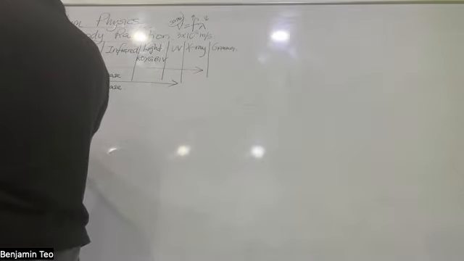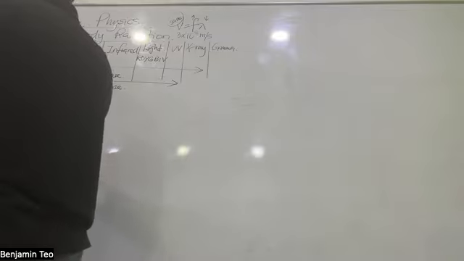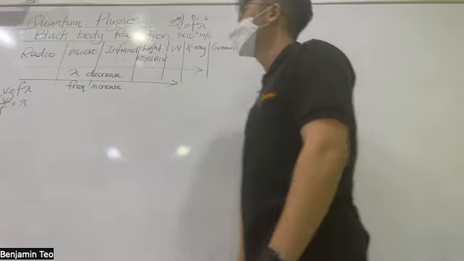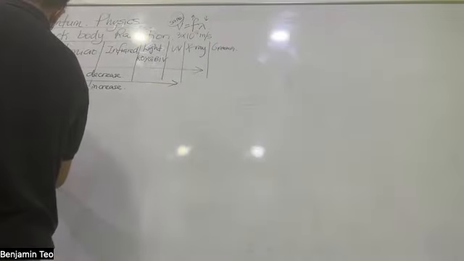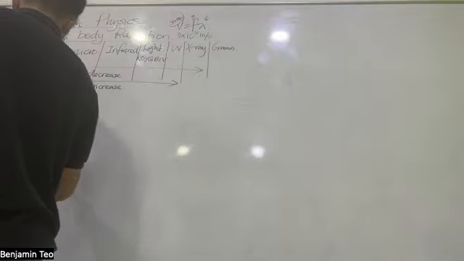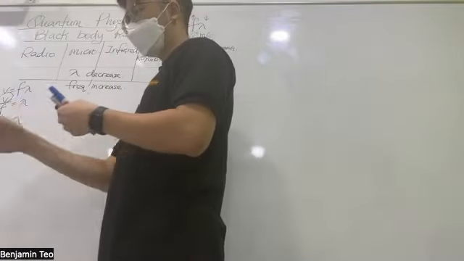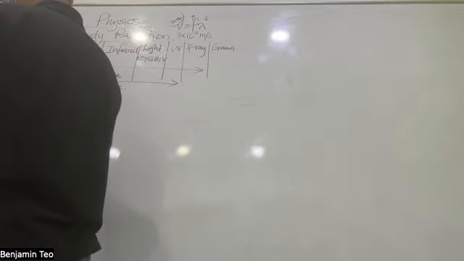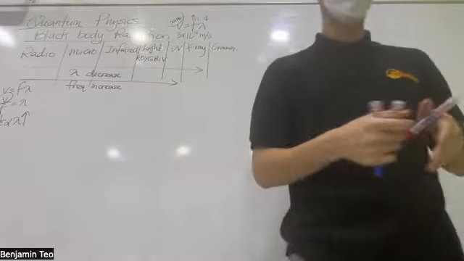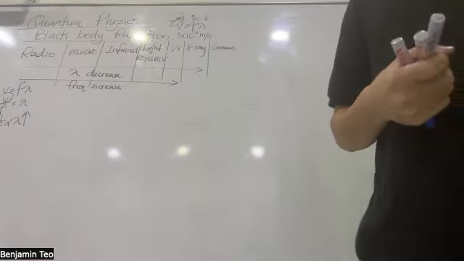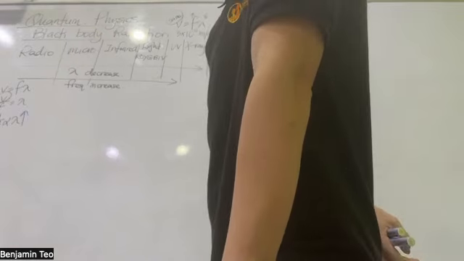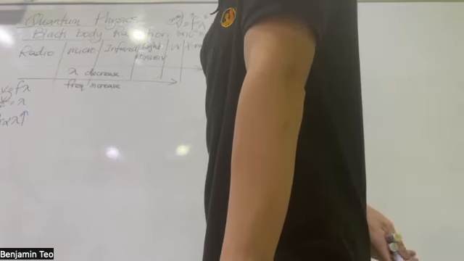V = f lambda, so V divided by f equals lambda. V is constant for everybody. So 1 over f is proportional to lambda. So when frequency increases, lambda decreases, and the opposite is true. Okay, so this is your radiation.